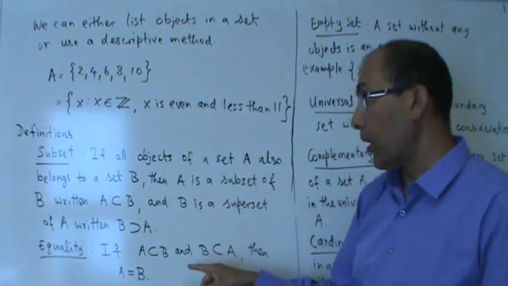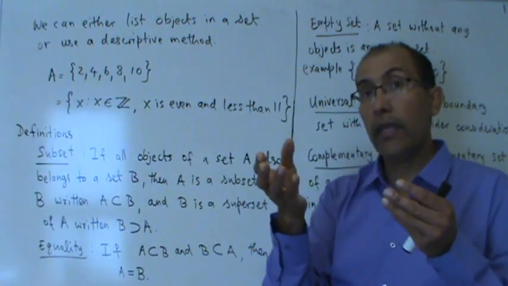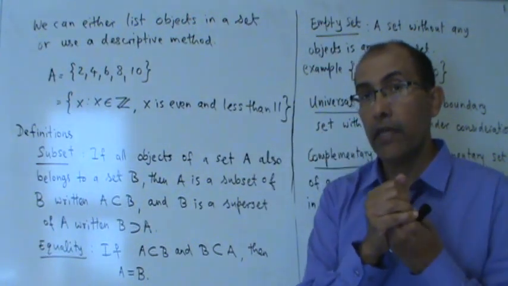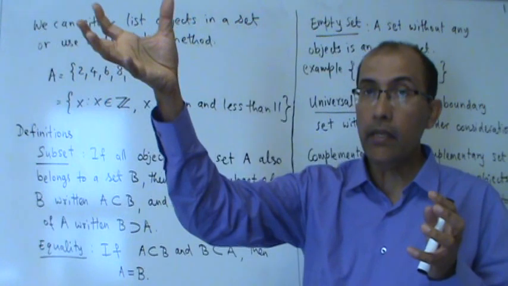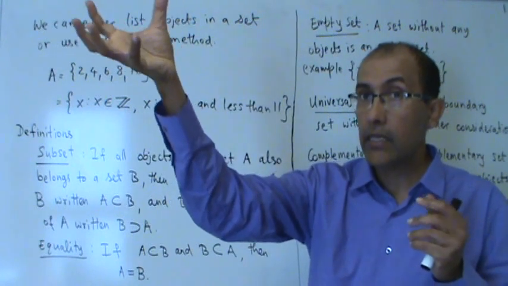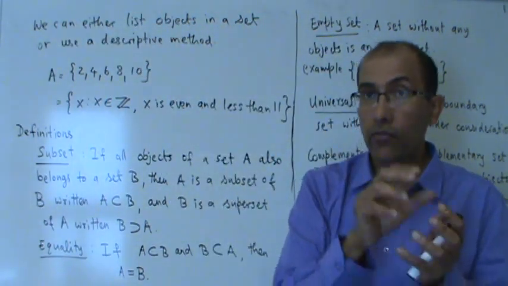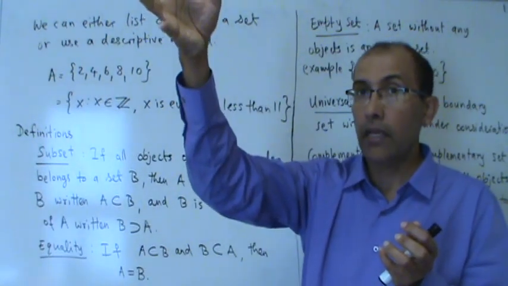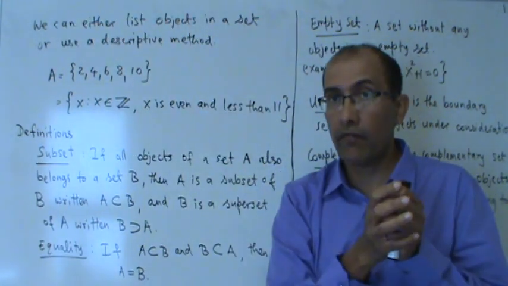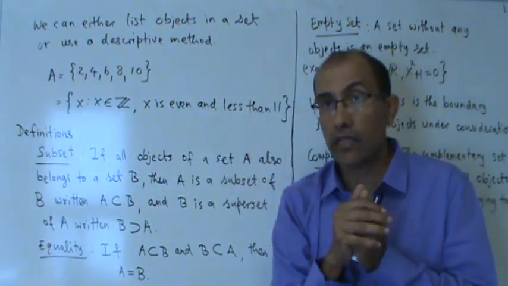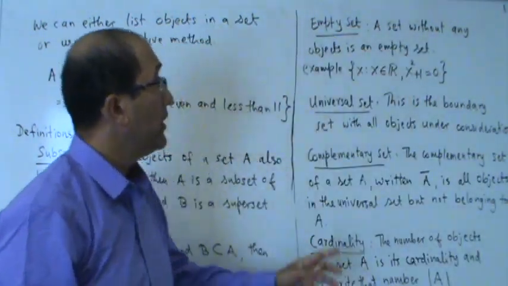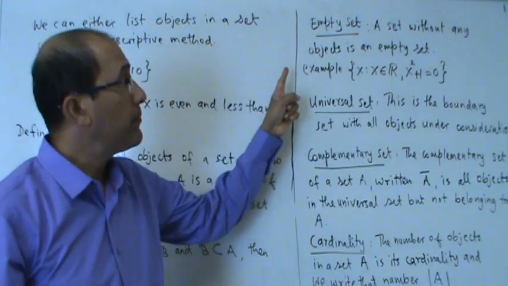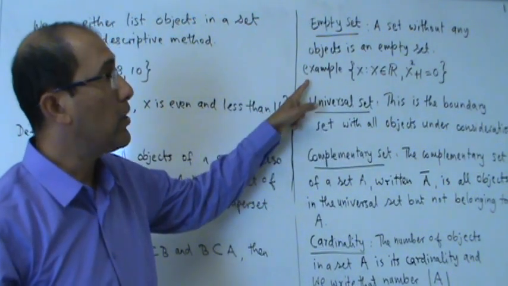Two sets are equal if A is a subset of B and B is a subset of A. That means everything in the set A is also in the set B, and everything in the set B is also in set A. So A is a subset of B and B is also a subset of A. In that case, the two sets are equal. That's set equality.